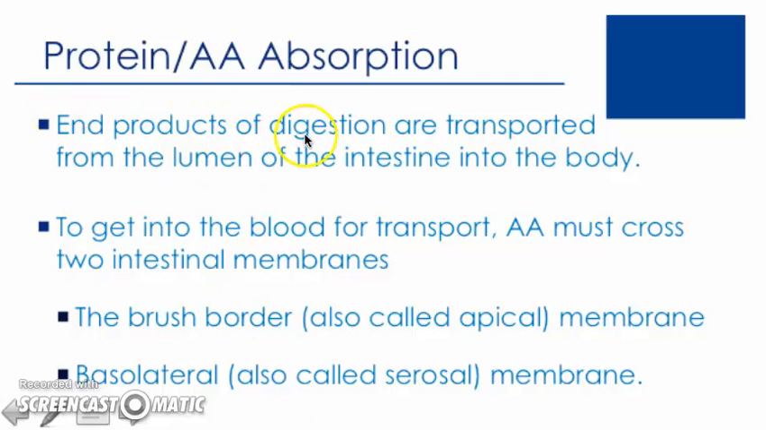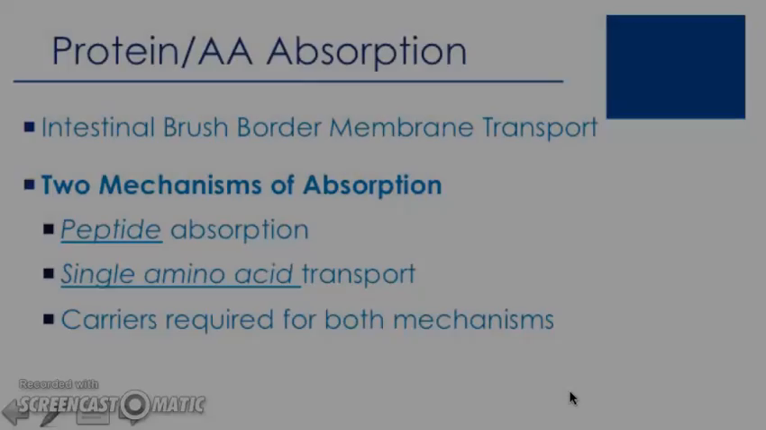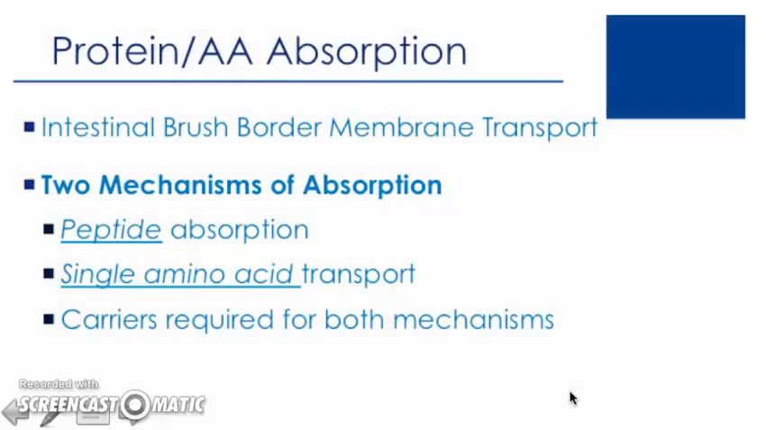So you can see here the end products of digestion are transported from the lumen of the intestine into the body, and this goes first through the brush border membrane of the enterocyte and then the basolateral membrane of the enterocyte into the bloodstream. There are two mechanisms of protein and amino acid absorption. The first is the peptide absorption process, and next is the single amino acid transport process.